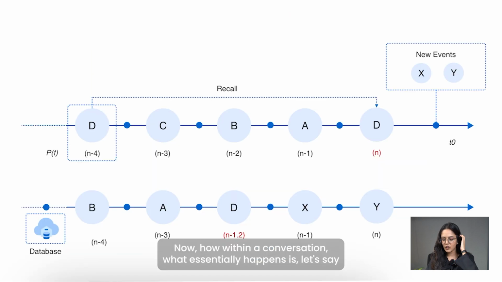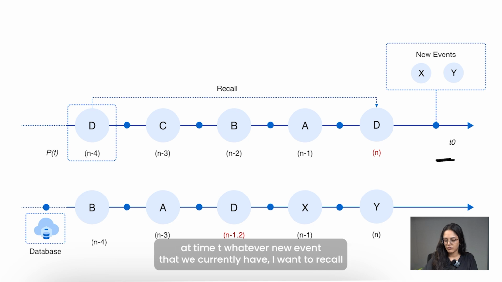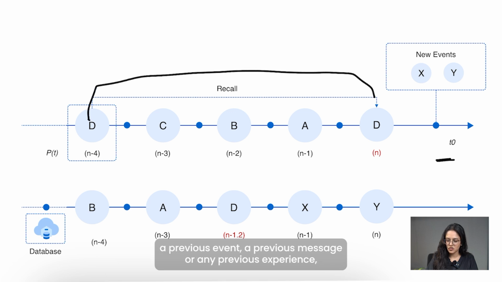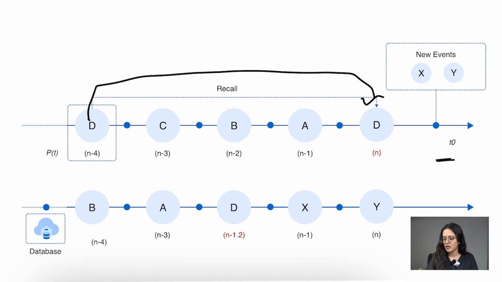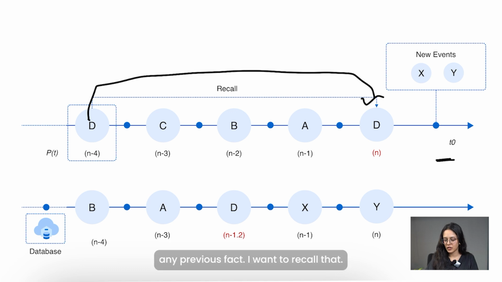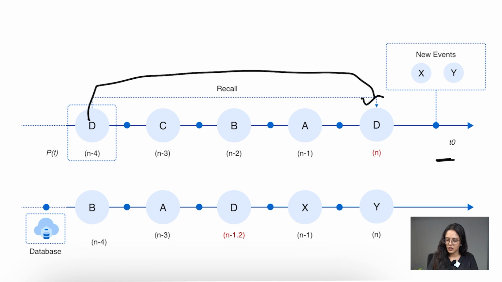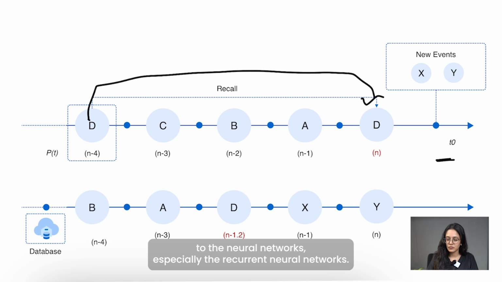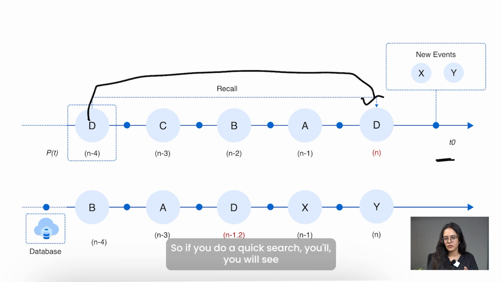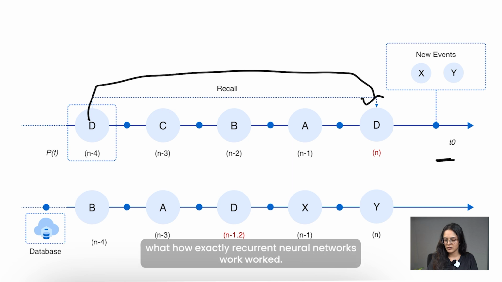Now, within a conversation, what essentially happens is, let's say at time t, whatever new event we currently have, I want to recall a previous event, a previous message, or any previous experience, any previous fact. I want to recall that. And if you take a look at this entire diagram, this is very similar to neural networks, especially recurrent neural networks. So if you do a quick search, you'll see how exactly recurrent neural networks work.